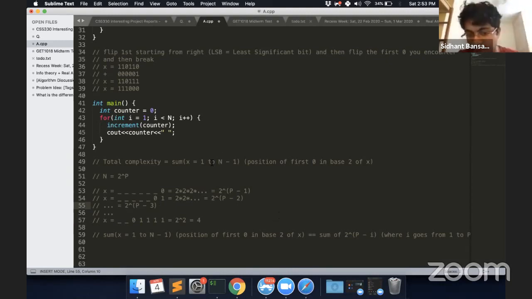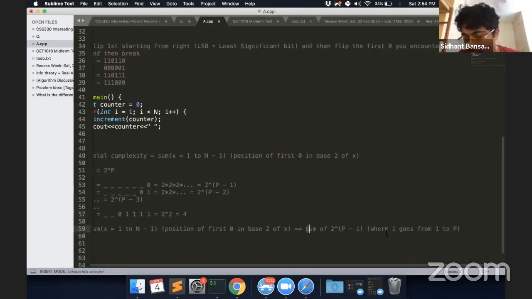The sum consisted of n terms. I'm just saying let's break the n terms into different groups. The first group is of this thing, the second group is of this thing, and so on. And we have log n groups, right? So calculating this thing is easy.